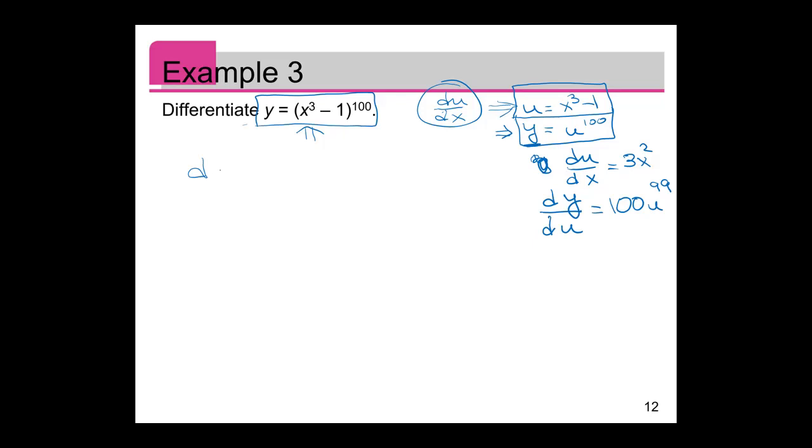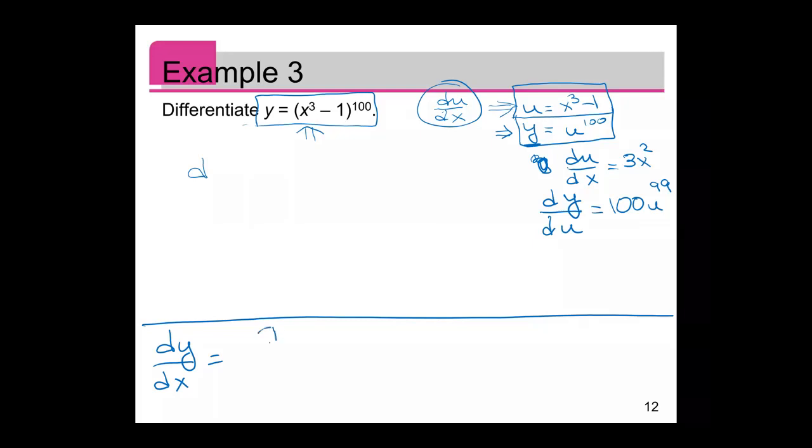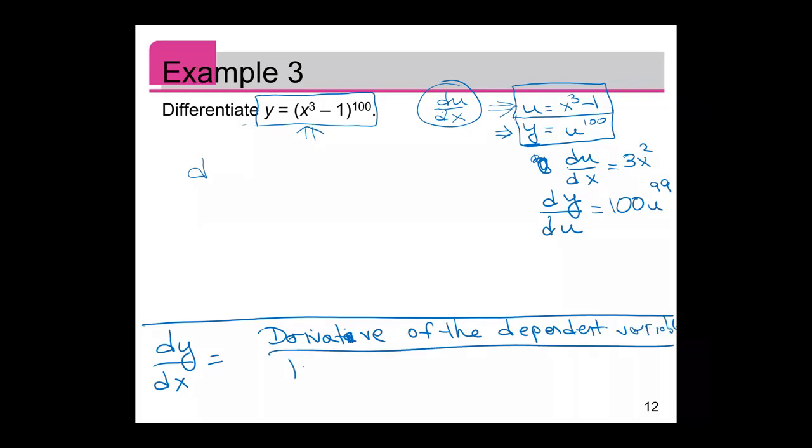No, so whenever we want to find the derivative, this notation, d, this is also the notation for derivatives, but it would be the derivative. I'll just write it in words. The derivative of the dependent variable over the derivative of the independent variable.